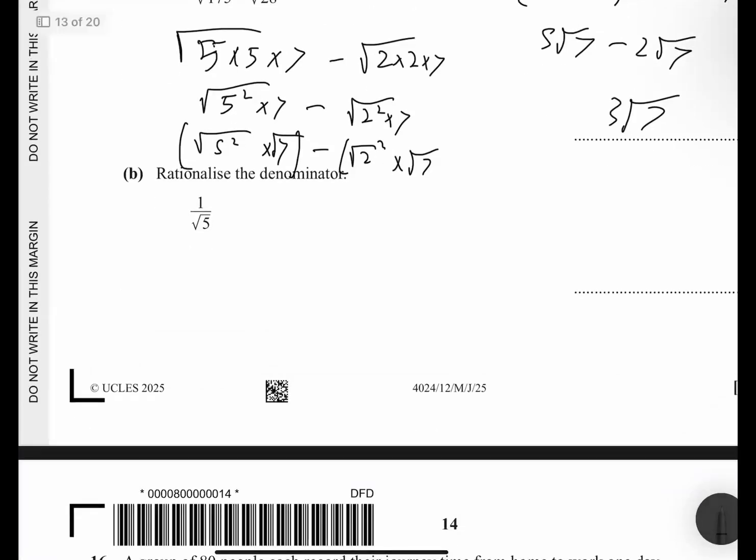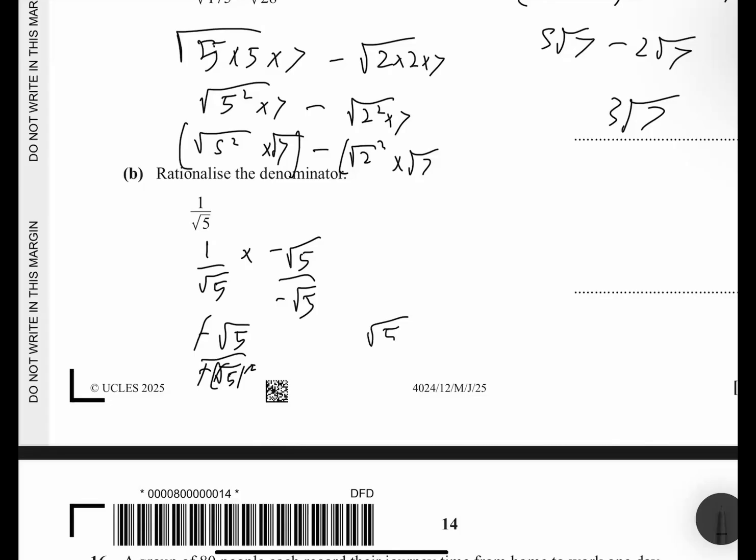Now when you rationalize this denominator, so 1 under root 5 will be multiplied by negative under root of 5 on both sides, above and below. So the negative, so it will be negative 5 over negative 5 squared. So the negatives cancel out each other, and in the denominator the square root and the square cancel out each other, right? So it will be under root 5 over 5.